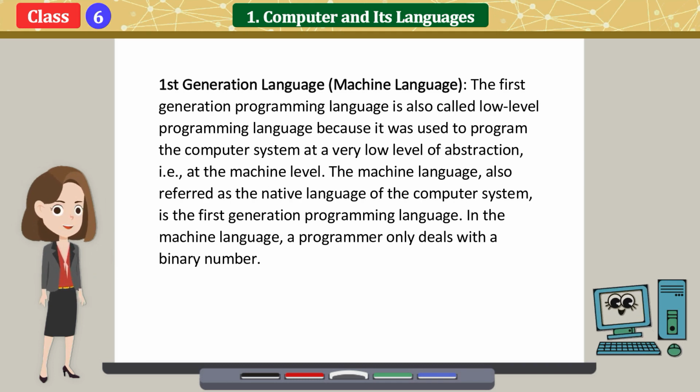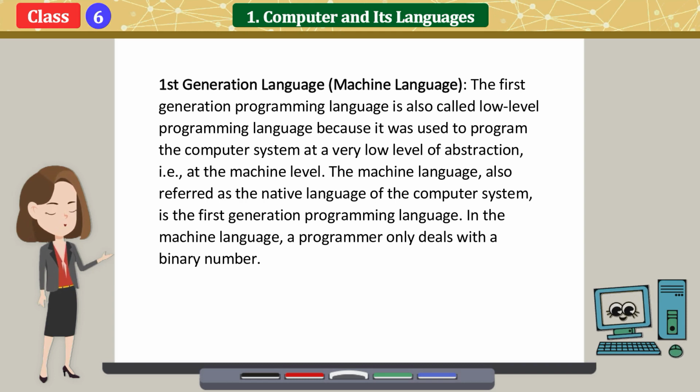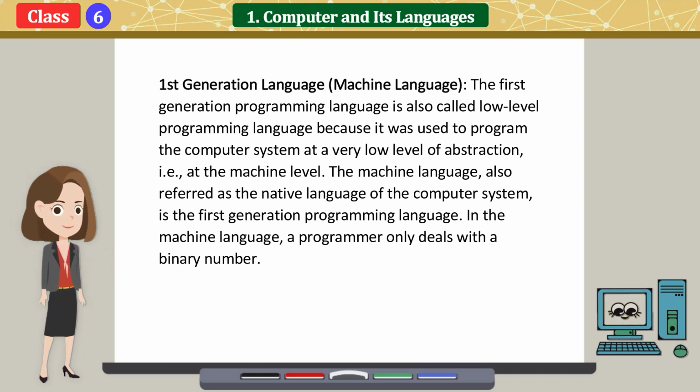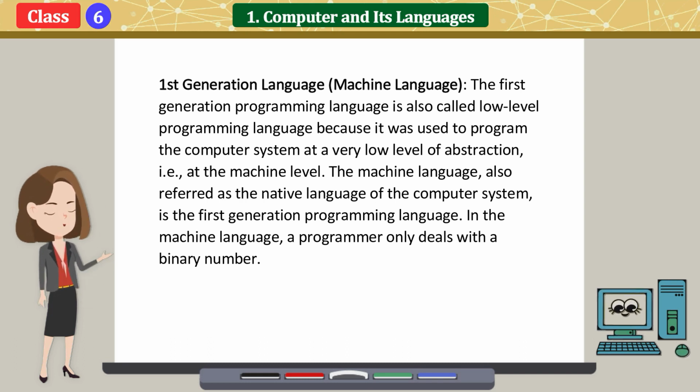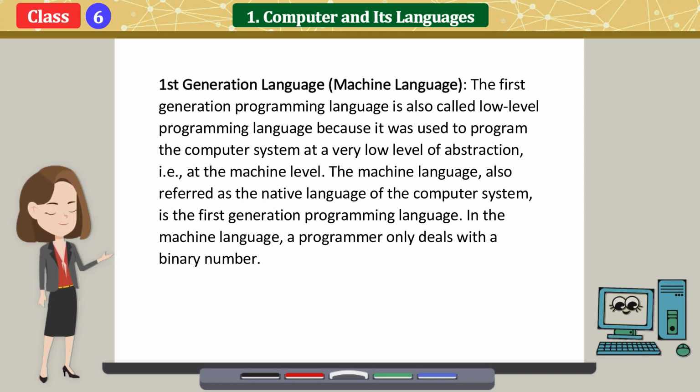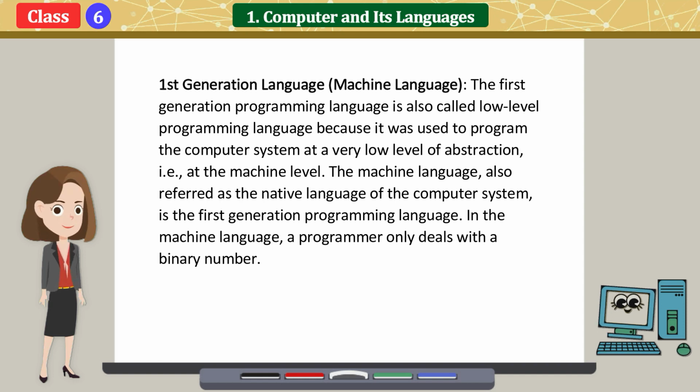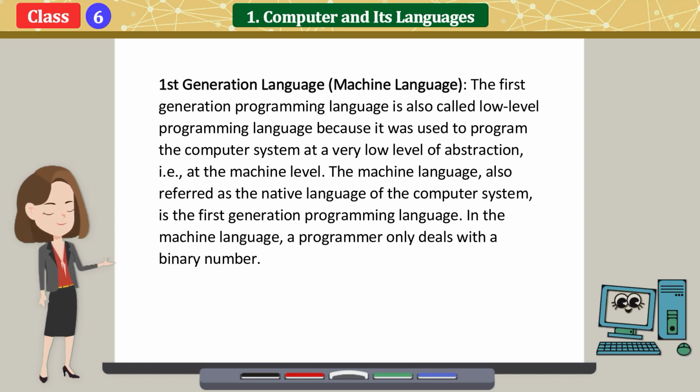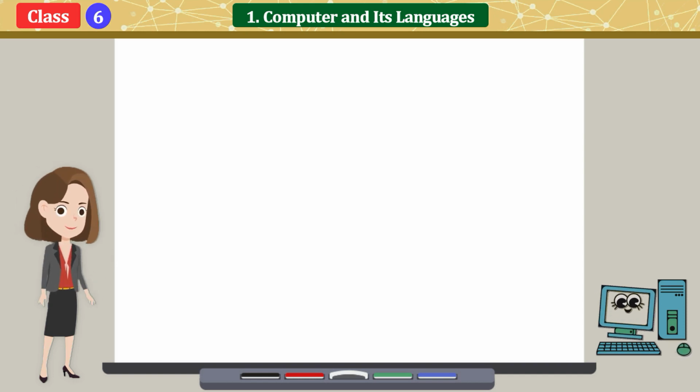First generation language. The first generation programming language is also called low-level programming language because it was used to program the computer system at a very low level of abstraction, i.e., at the machine level. The machine language, also referred as the native language of the computer system, is the first generation programming language. In the machine language, a programmer only deals with a binary number.